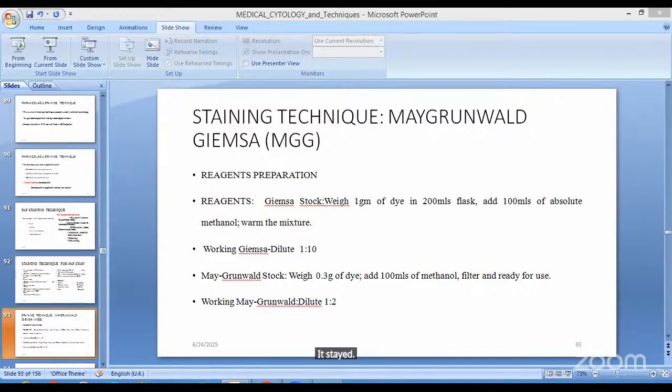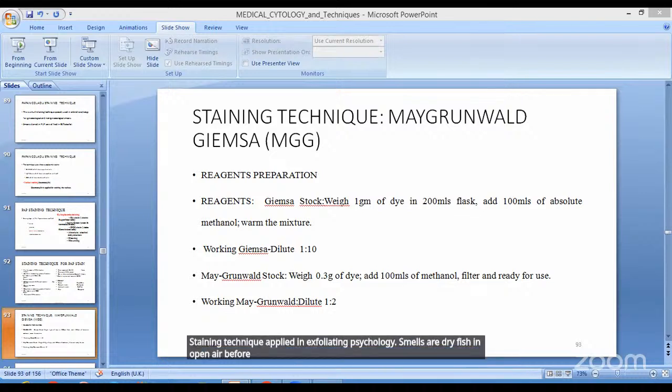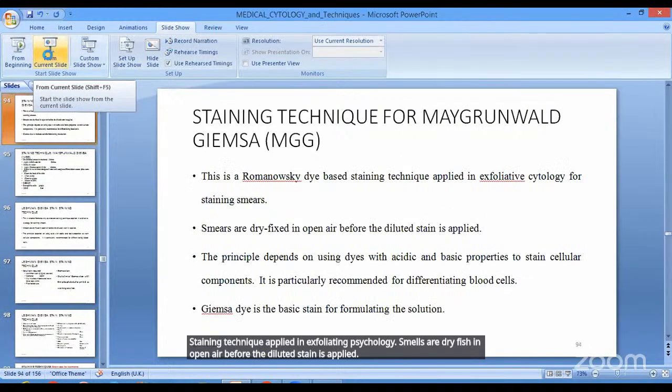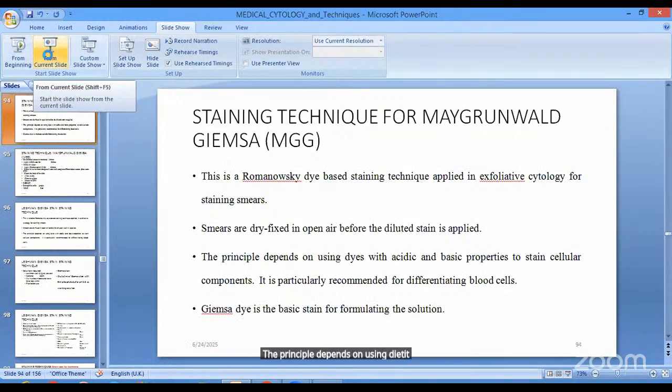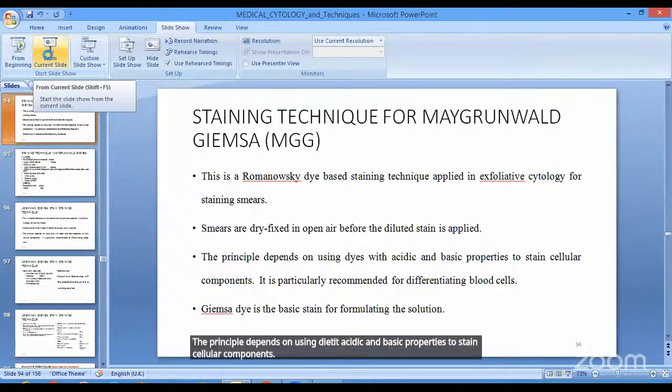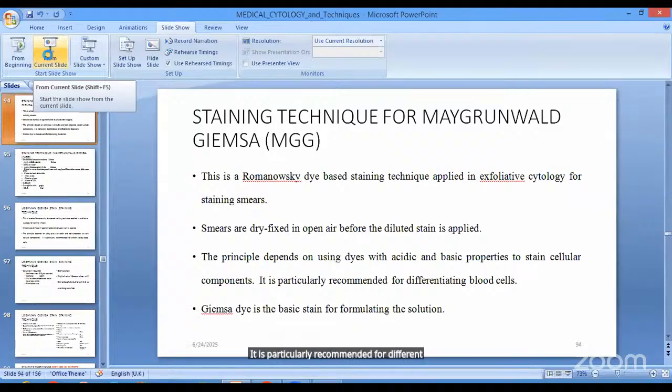May-Grünwald Giemsa is a Romanowsky dye-based staining technique applied in exfoliative cytology. Smears are dry fixed in open air before the diluted stain is applied. The principle depends on using dyes with acidic and basic properties to stain cellular components. It is particularly recommended for differentiating blood cells.